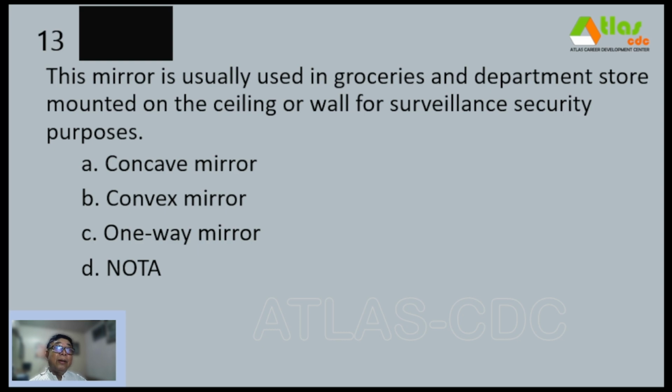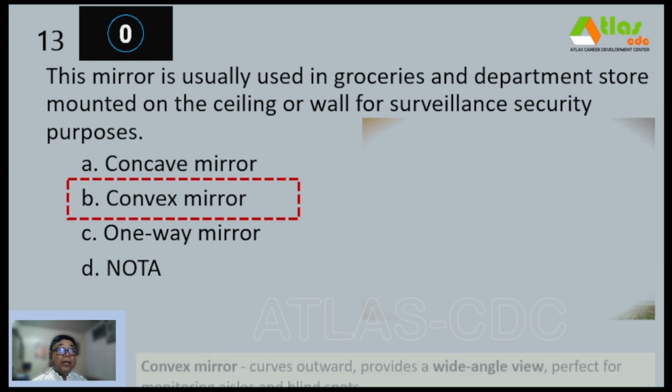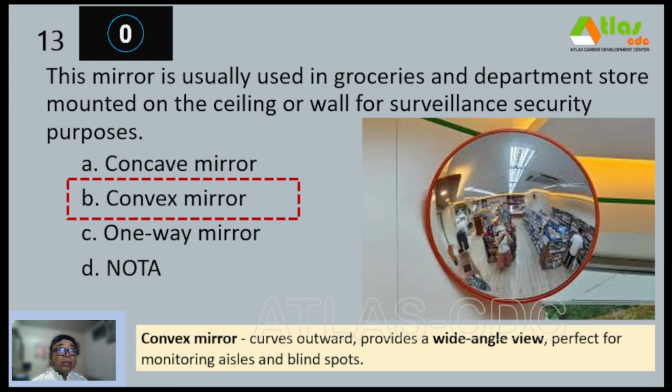Number 13. This mirror is usually used in groceries and department store, mounted on the ceiling or wall for surveillance security purposes. A. Concave mirror, B. Convex mirror, C. One-way mirror, and D. None of the above. And our correct answer is letter B, convex mirror. So a convex mirror curves outward and provides a wide-angle view, perfect for monitoring aisles and blind spots.